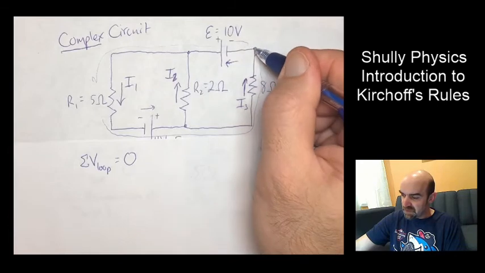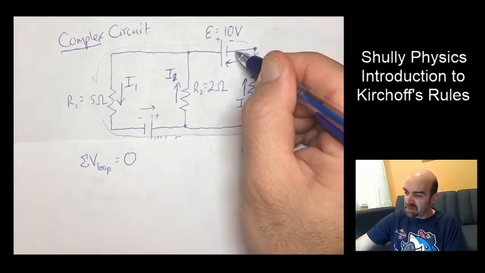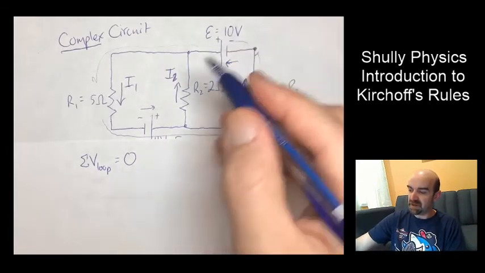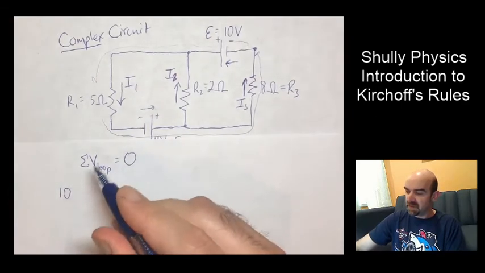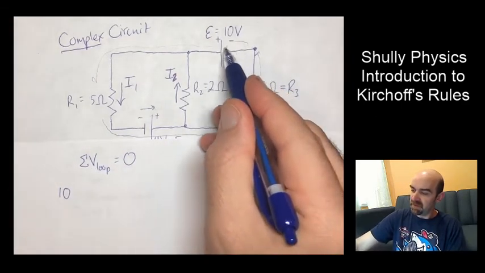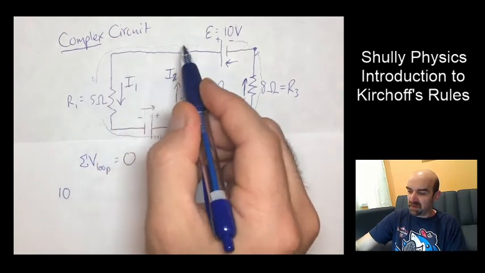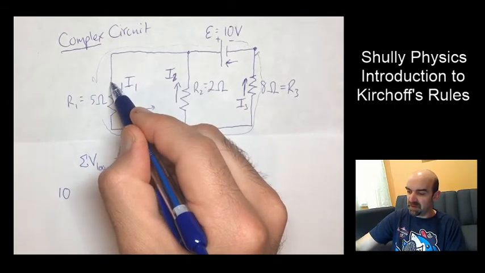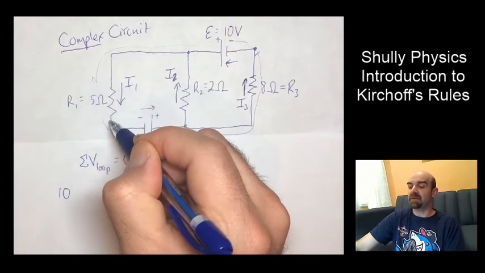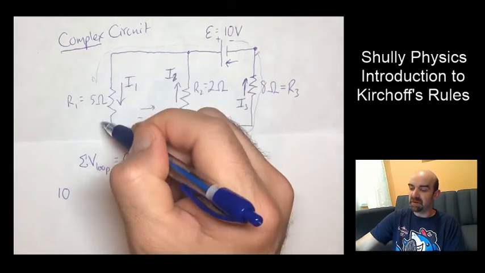So I'm going to start here. From negative to positive will be a positive change of 10 volts. All right. Now I'm going to move ahead to this resistor. The current flow hits this resistor. Now from here to here, I'm going in the correct direction of flow. My loop is in the same direction of flow.